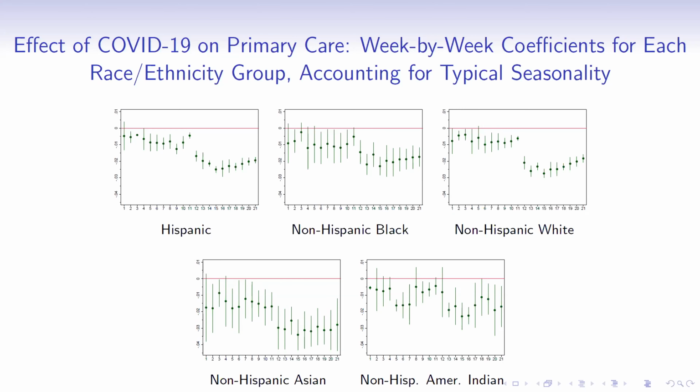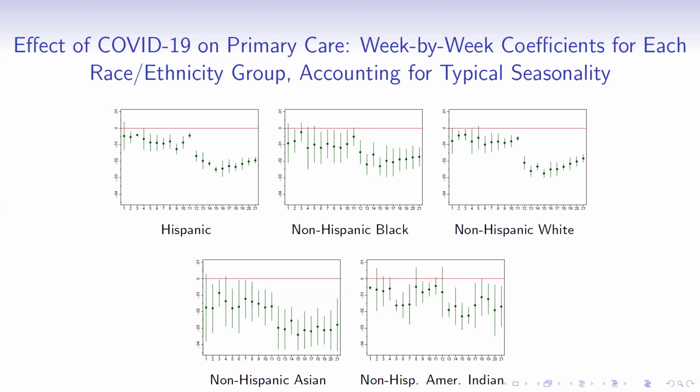A couple things to note here. First, these graphs are showing you that relative to the average return visit rate across all years in our data, 2020 return visit rates are lower already pre-pandemic. You see that by looking at the coefficients for weeks 1 through 11 on these graphs, and they're lower than that horizontal red line. But of course, there's a drop starting with week 12, that week of March 16th, 2020. One thing that's interesting is you see that there are differences in these magnitudes across racial and ethnic groups.